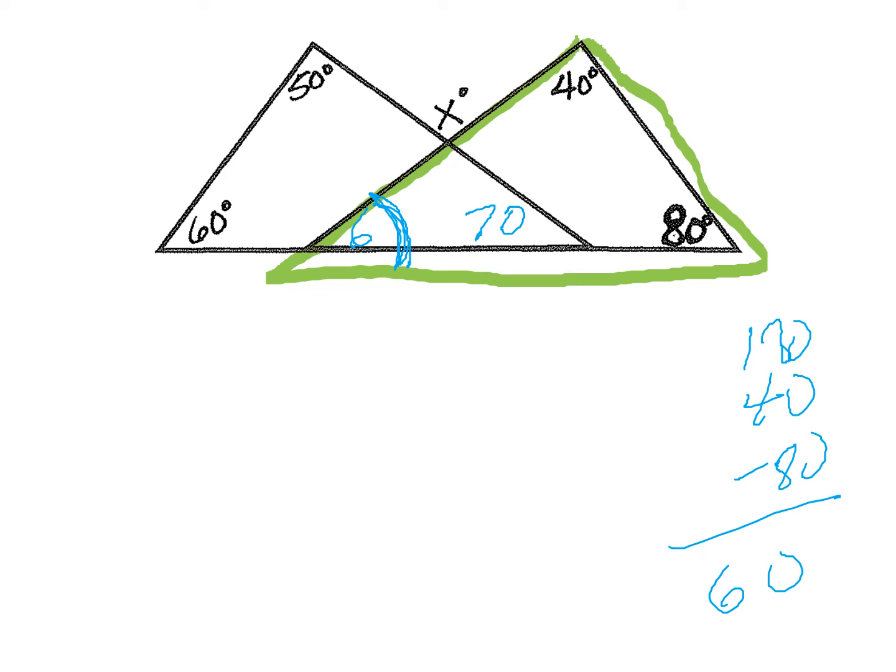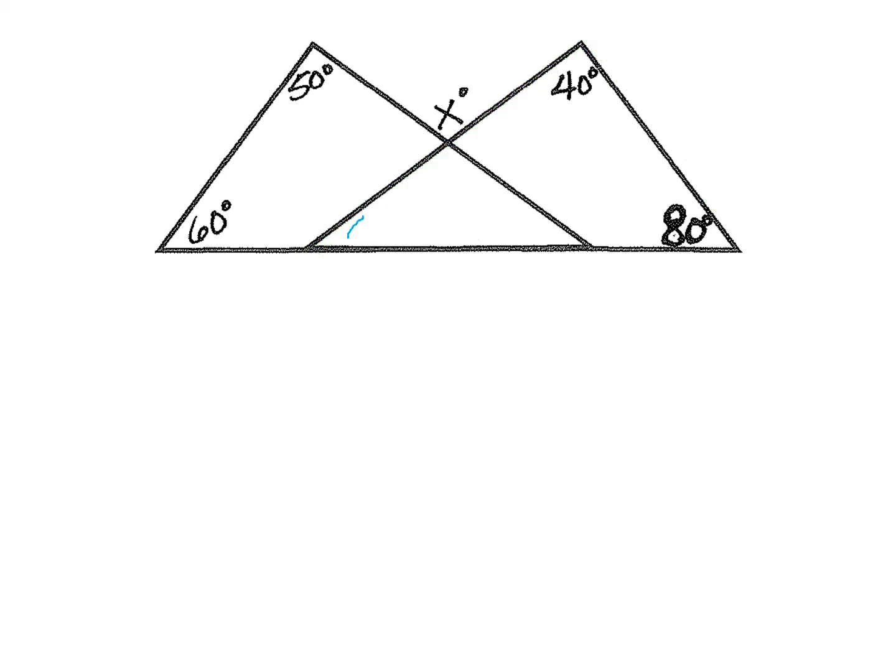Okay, so let me clean it up here. I got 60 here, I got 70 here. So what do I do about the top? 180 in this little triangle. It's going to give me 50, and then vertical, oh yeah, vertical freebie. X is 50.